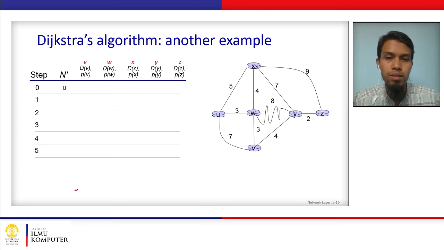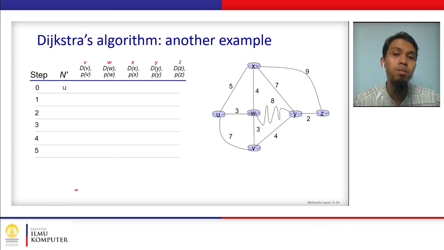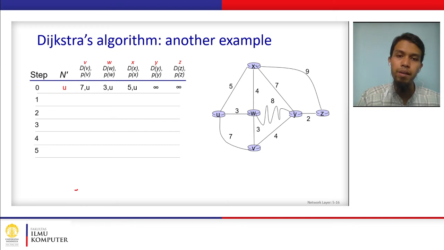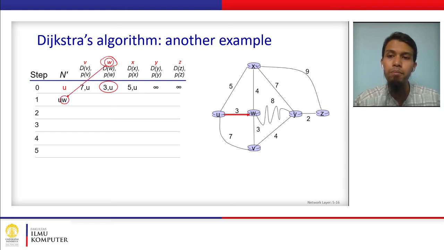Now we want the same set of nodes U, V, W, X, Y, and Z, but a different topology and different link costs. So first, from U we have direct paths to W, to X, and to V. From U to X, the path cost is 5, U to W is 3, and U to V is 7. So we take W as the least cost path in the first iteration, and we add W to the N prime.